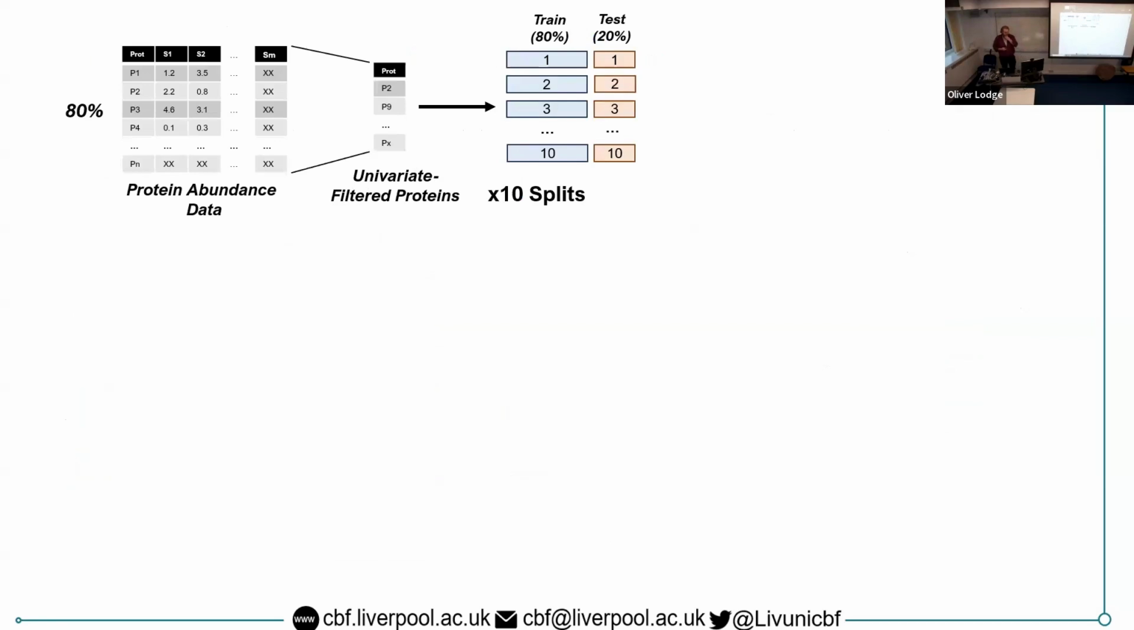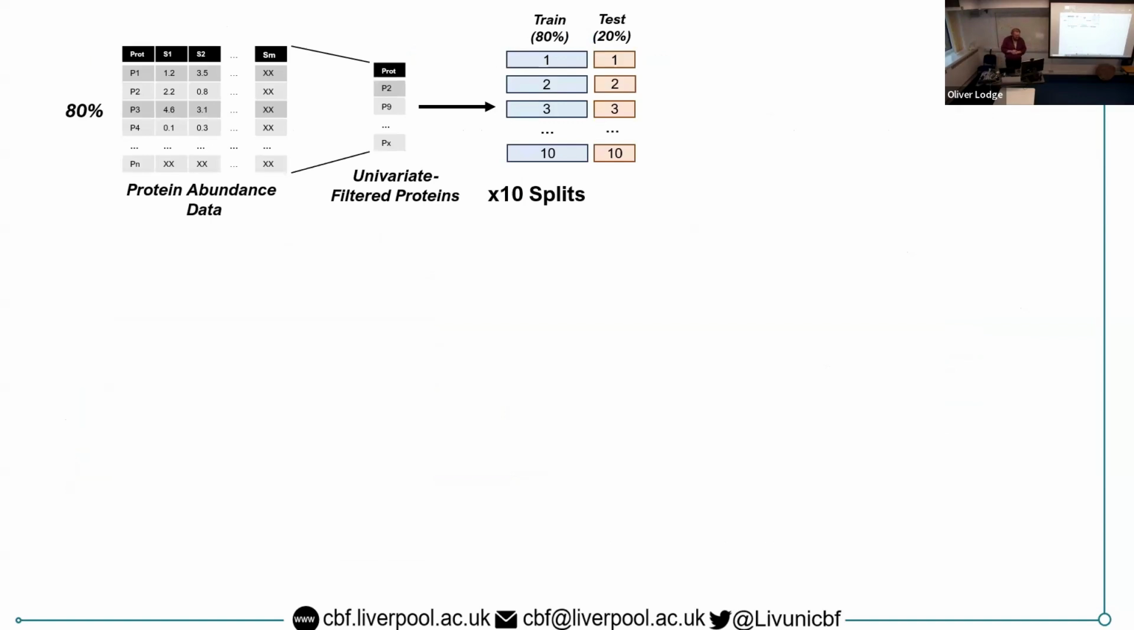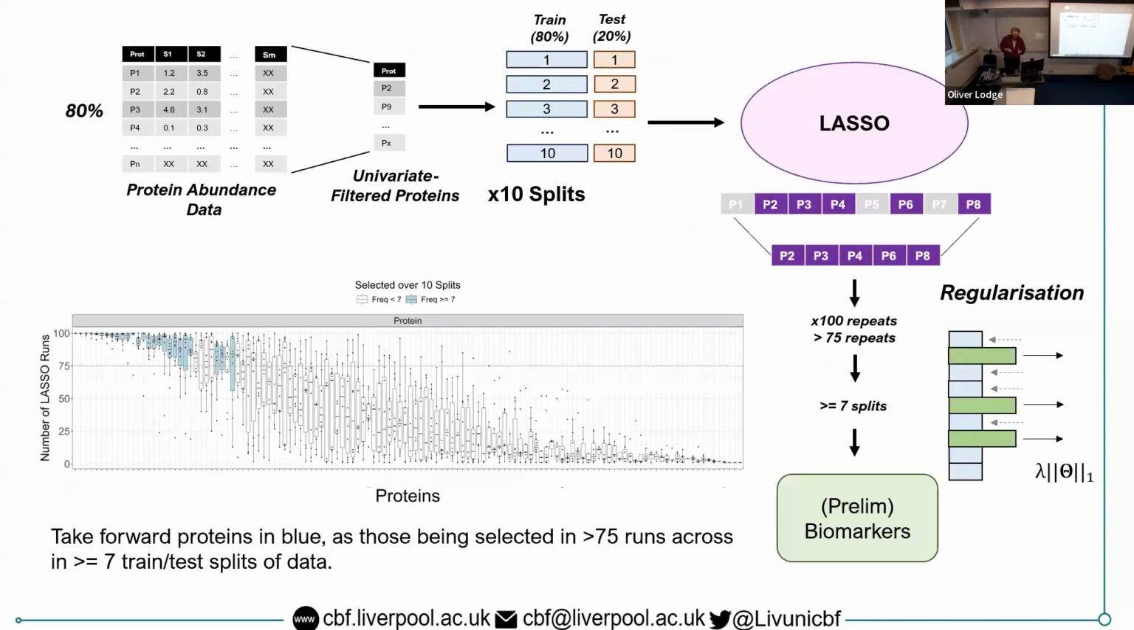So this is moving on to the multivariate selection process that we did. I should say that prior to doing this, we also did an 80%, 20% train-test validation split, so we limited data leakage between the two when it came to testing on the validation data. Taking forward that 80%, we did the univariate filtration, then did 10 test-train splits on the data: 80% train, 10 test, and plugged this into a lasso regression framework. And rather than just running one round of lasso regression, we did 100.